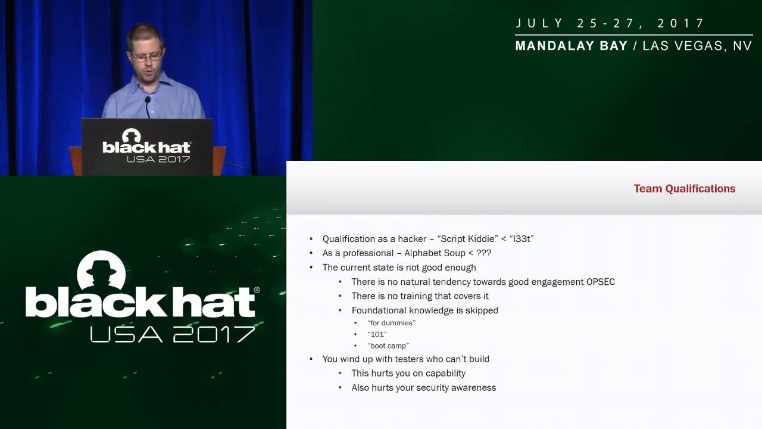And so talking about team qualifications for this, on the offense, on the criminal side of this, it's very simple. Script kiddie is less than elite hacker, and there's a basis for measuring technical skill as to be able to break into a system or not. But in this profession, we know that alphabet soup is bad. We know that having this email signature line with all your certifications listed out is probably a bad sign for a pen tester, but we don't really have a way of measuring somebody better than that. And so the current state of this isn't good enough.